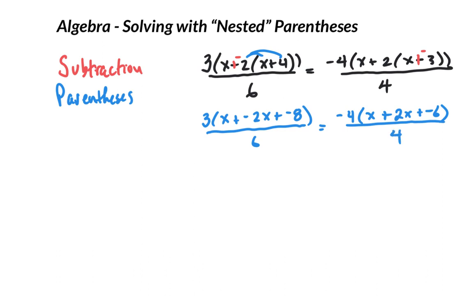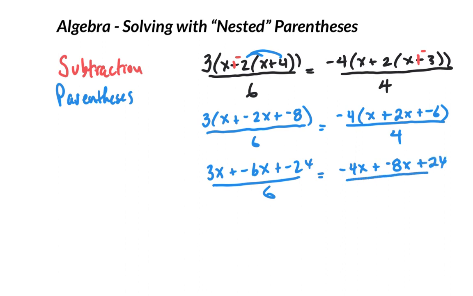Now, I'm going to deal with the outside parentheses. So you can see I have a 3 that's going to get multiplied to everything inside those parentheses. And keep in mind, I haven't done it yet, but at any point you can combine your like terms if that makes an easier problem for you. And I think I'm going to do that right now. You see I have a 3x plus a negative 6x. That makes negative 3x. And I've got a 4x plus negative 8x, which is negative 12x.